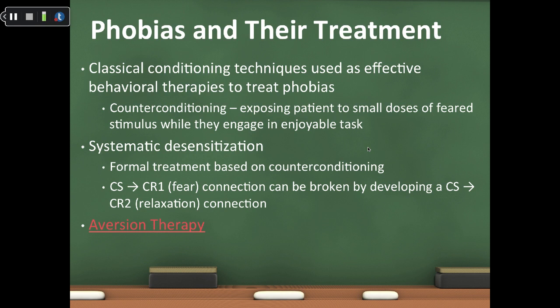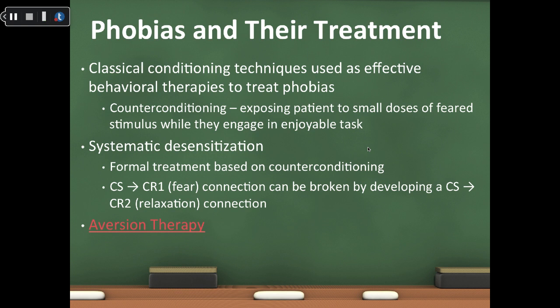Another type of classical conditioning is called systematic desensitization. And so this is where a therapist would pair your conditioned stimulus, so whatever your phobia is, with relaxation. So this would get rid of the fear connection to your conditioned stimulus by having you go through breathing exercises or something like that to help you relax in the presence of your phobia.